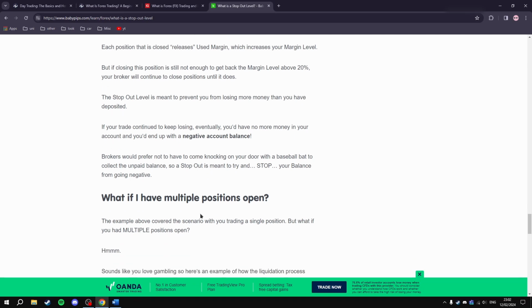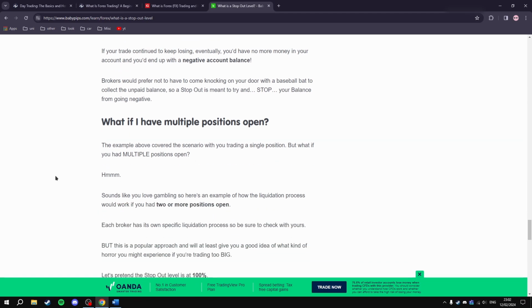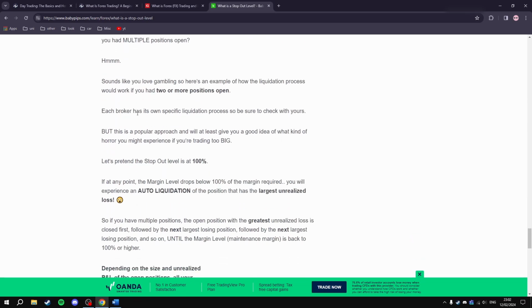What if I have multiple positions open? The example above covered the scenario with you trading a single position, but what if you had multiple positions open? Sounds like you love gambling, so here's an example of how the liquidation process would work if you have 2 or more positions open. Each broker has its own specific liquidation process, so be sure to check with yours. But this is a popular approach and will at least give you a good idea of what kind of horror you might experience if you're trading too big.